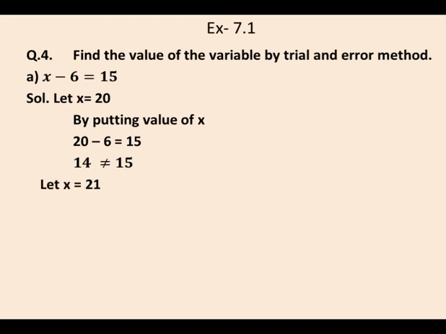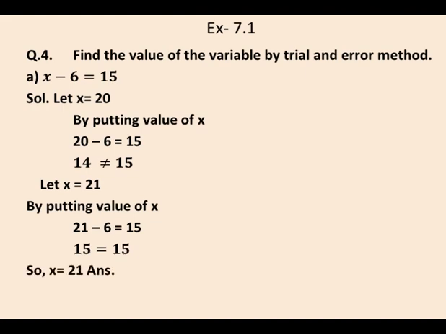Let x equal to 21. So by putting the value of x again, 21 minus 6 equal to 15. So 21 minus 6 is already 15. So 15 equal to 15. Now LHS equal to RHS. So we can say x equal to 21 is our answer. Wherever we find the value by which LHS and RHS are equal, that value of the variable will be our answer. Okay.